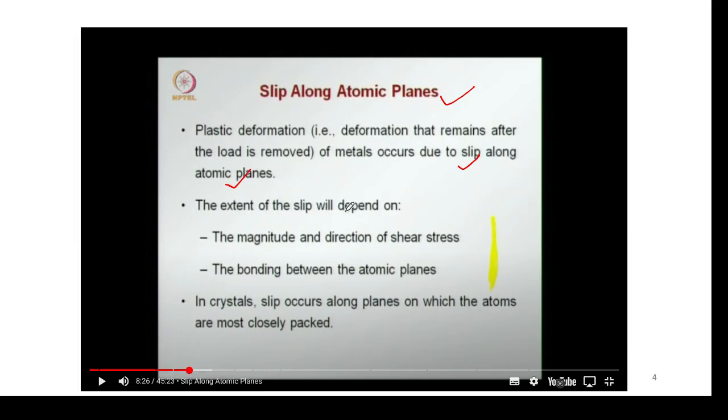The extent of slip will depend upon some of the characteristics of slips: the magnitude and direction of shear stress. The more the magnitude of the shear stress, the more slip. Also, bonding between atomic planes. If the bonding is very strong, we require a high amount of stress to create a slip. Okay, so in a crystal, slip occurs along the plane on which the atoms are most closely packed.